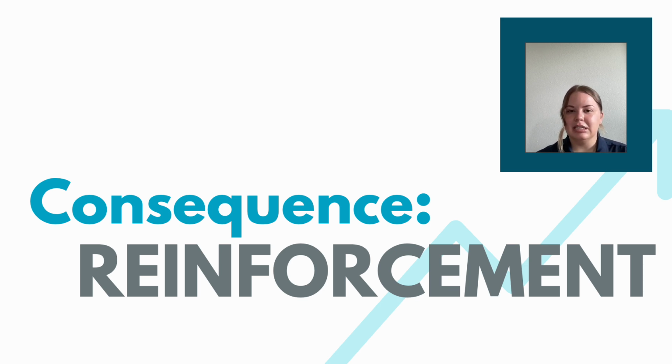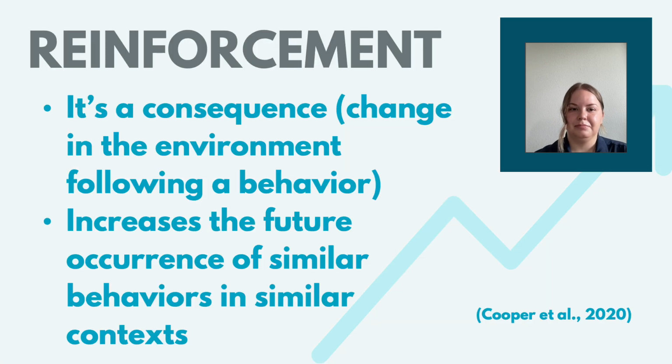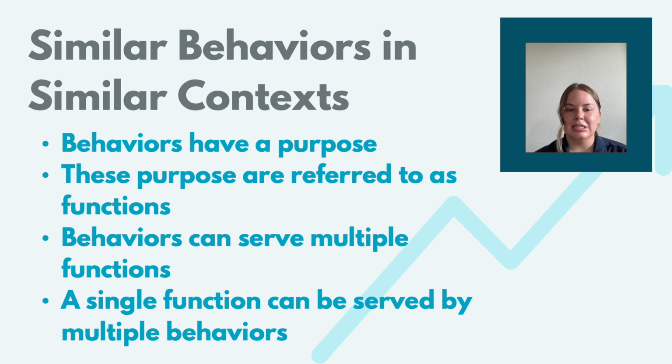And reinforcement is a type of consequence. Reinforcement is a consequence, so it's the change in the environment following a behavior. Again, we talked about consequences occurring after behavior, and reinforcement can increase the future occurrence of similar behaviors in similar contexts. So let's dive into what similar behaviors in similar contexts mean.